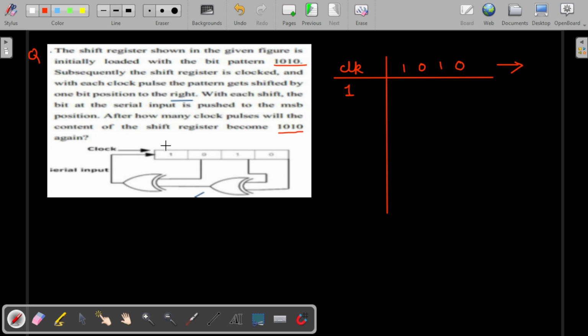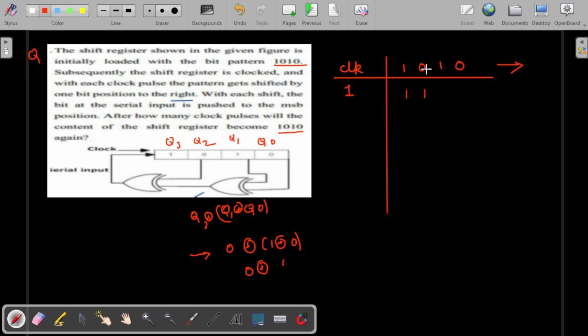So if we take these as Q3, Q2, Q1, Q0, here you see Q1 is XORed with Q0, and this output is again XORed with Q2. So this is a bracket, okay? Let us solve. For the first clock pulse, we XOR the 0, which is XORed with 1, which is XORed with 0. This output will be 1. If the 0 is XORed with 1, then the output is 1. So the MSB will be changed to 1.